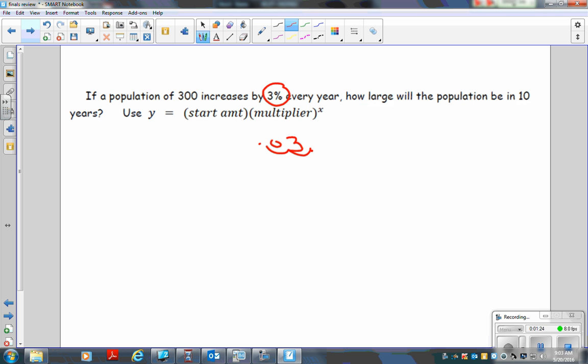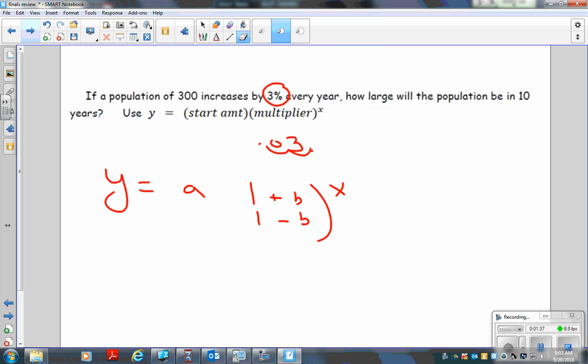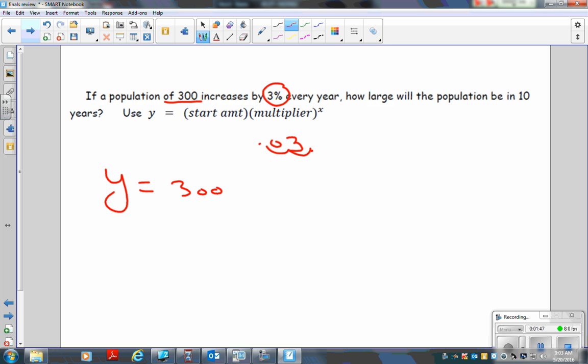So the population growth is y equals a times either 1 plus or 1 minus b to the x. This is the formula that you use for all percentage problems. All right, so again, this is really easy. A is the starting value. You start off with 300. The multiplier, since it's a percentage, is going to be a little different. We're going to just put a 1 right here. Since it says increase, we're going to put a plus sign. If it said decrease, you put a minus sign. And instead of 3%, we made it a decimal already, 0.03.